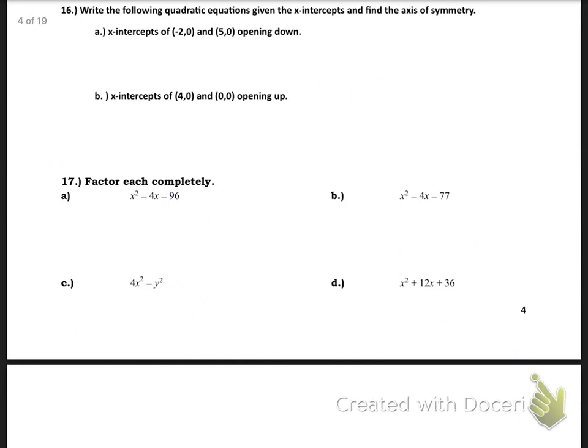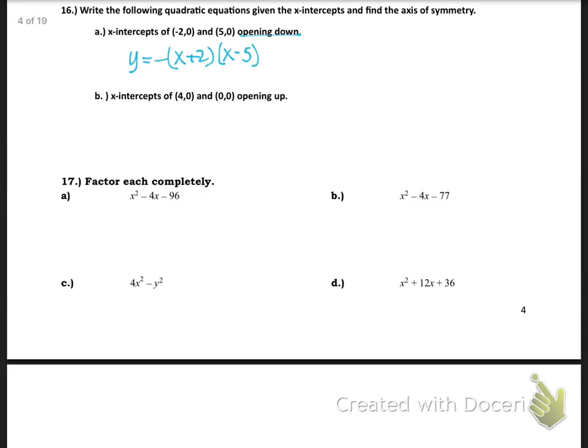Okay, so write the following quadratic equations given the x-intercepts and find the axis of symmetry. Okay, if I'm giving you the x-intercepts, factored form is the best form because when we factor, we find x-intercepts. So if I remember, factored form is a times x minus whatever times x minus whatever. Okay, so in this situation, remember anytime you go in parentheses or out of parentheses, you flip. So I got y is equal to (x plus 2)(x minus 5), and to make them open down, you throw a negative there.